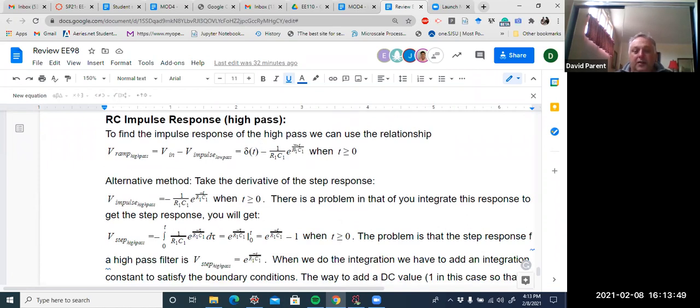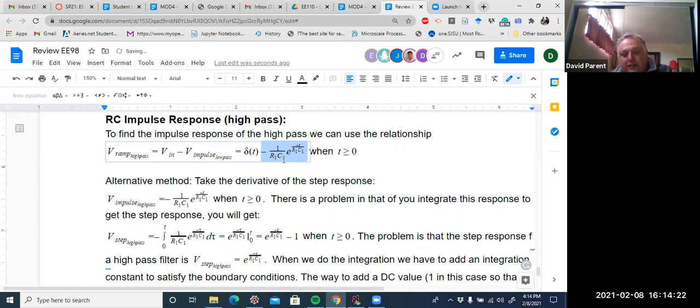All right, so to find the impulse response of the high pass, right, again, this is this relationship, right? And all I have to do is the ramp is equal to Vn minus the impulse response of the low pass. Well, Vn for an impulse is a delta function, right? And then I get this relationship here, right? So here's the inverse of the step function, impulse response. And then I just have this delta function, right?